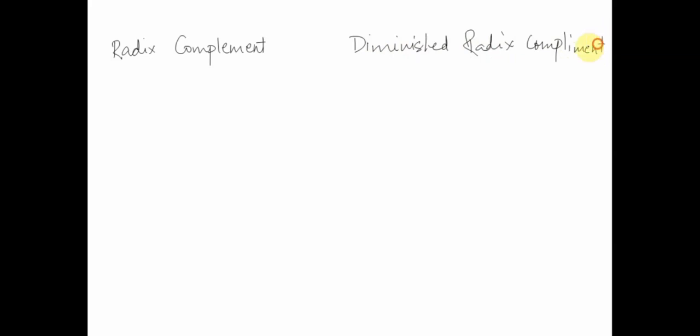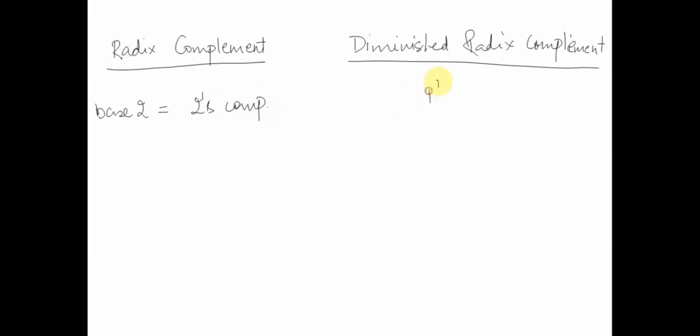Okay, so basically when we talk of complement, complement has to be with respect to some base, right? So if we say that we have base 2, radix complement for this would be 2's complement, and diminished radix complement would be 1's complement. Similarly for base 10, radix complement would mean 10's complement, and diminished radix complement would mean 9's complement.